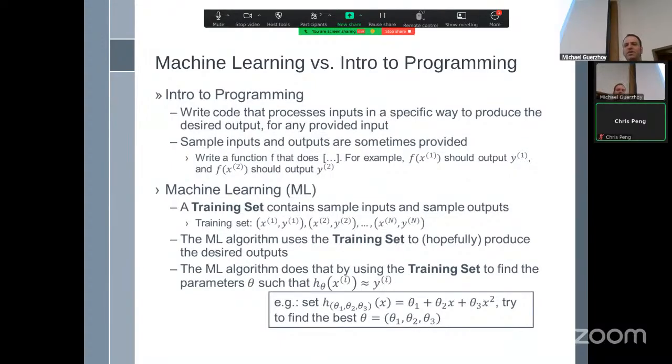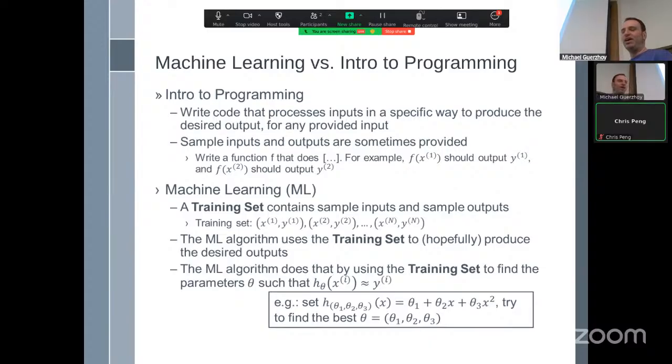So here's a way to approach thinking about this. When you are in 180 or 190, you have the same thing, right? On the test, usually there are sample inputs, sample outputs. And what you want to do is write something that computes the output for a new input. That's in a way the same task, right?